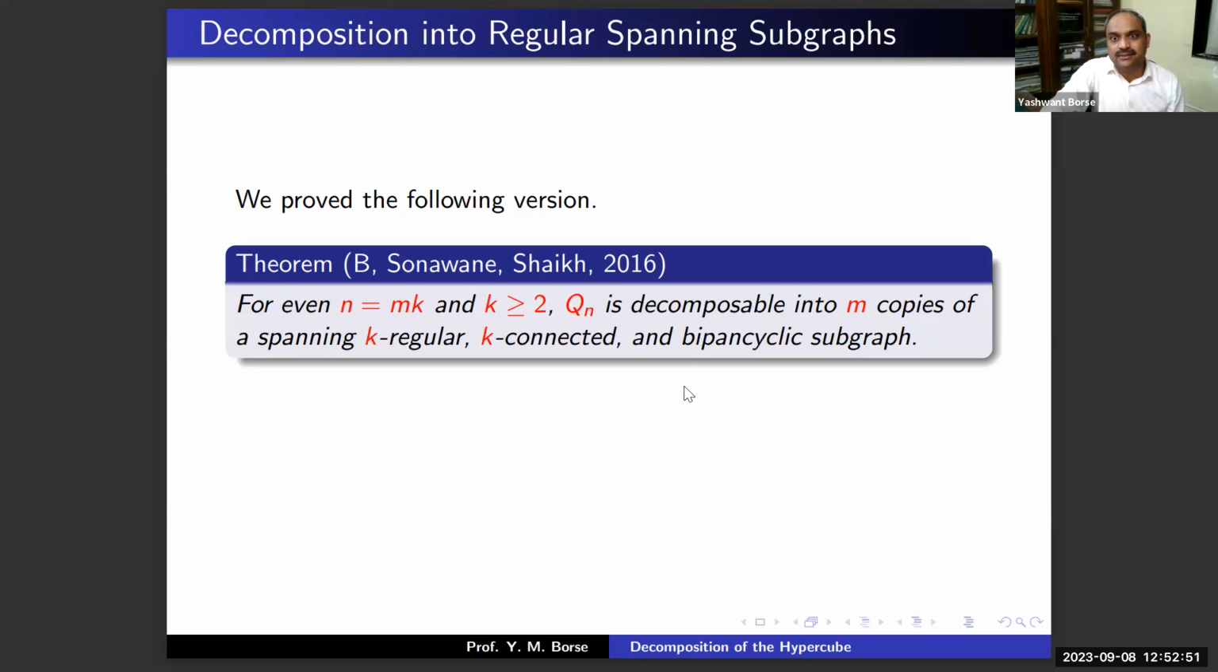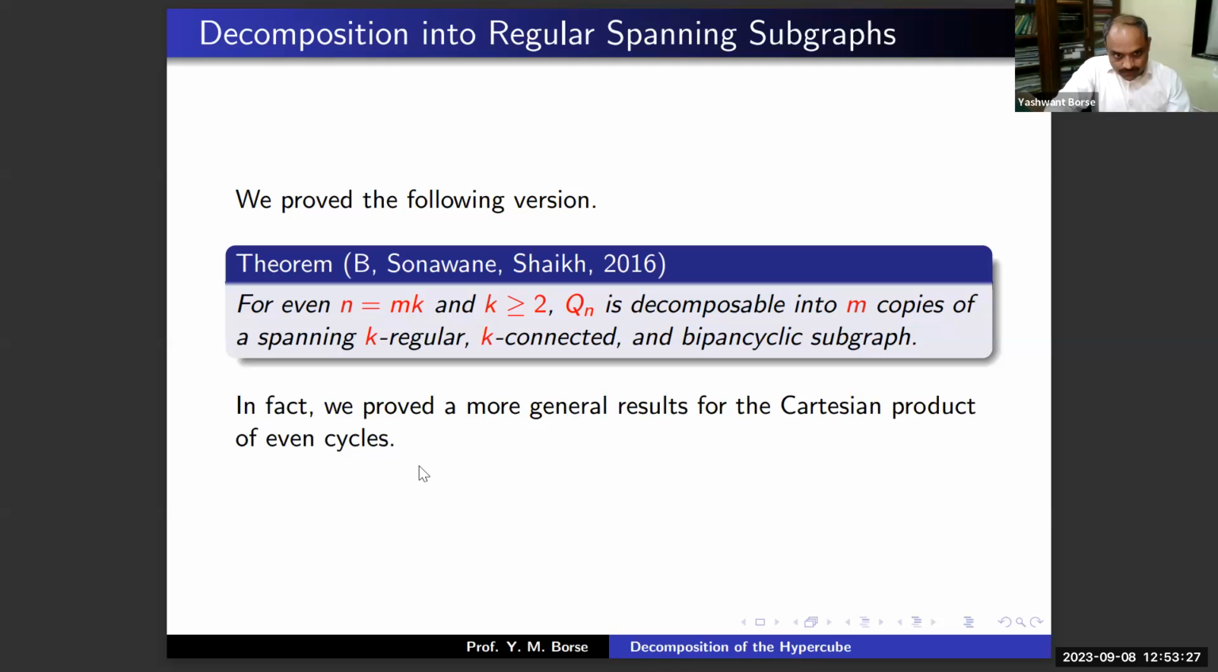And see, instead of diameter, we consider connectedness and bipancyclic properties. And this is a generalization of Hamiltonian decomposition, because Hamiltonian decomposition is a decomposition of Qn into spanning 2 regular subgraphs, which are cycles. Here, it is a spanning k regular, k connected bipancyclic subgraph. And we got this result. Qn is decomposable into m copies of a spanning k regular, k connected and bipancyclic subgraph.